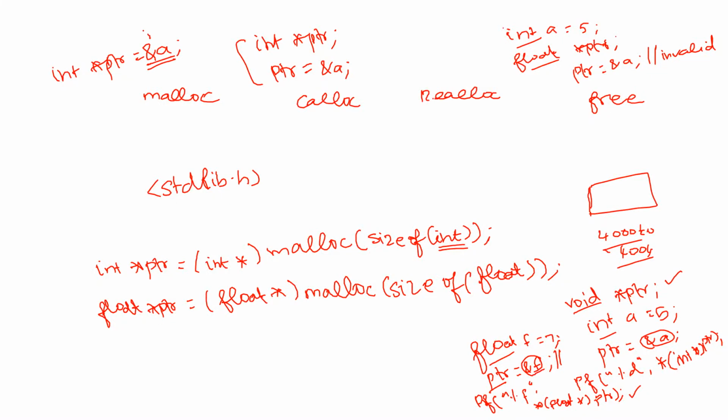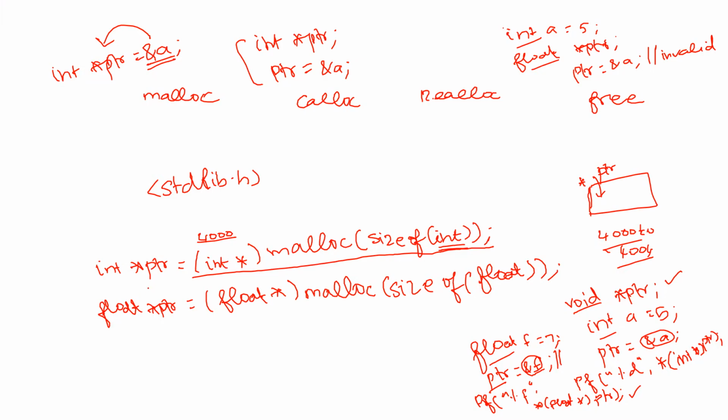So I'm going to store some address into the pointer variable. Here, instead of ampersand a, I am dynamically allocating the memory. The memory size is 4 bytes and that location will be stored. So here 4000 will be stored, and ptr will be pointing to 4000. If you want to access it, we can use the dereference operator.